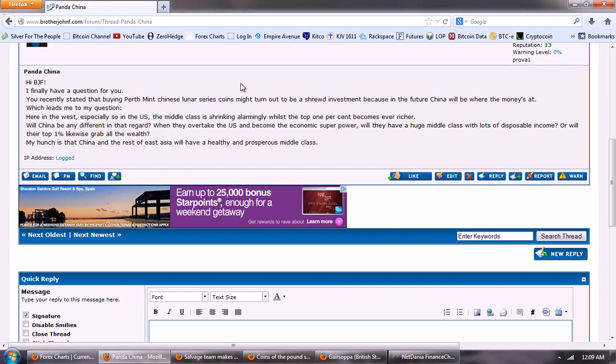Which leads to my question. Here in the West, especially in the US, the middle class is shrinking alarmingly, whilst the top 1% become ever richer. Will China be any different in that regard when they overtake the US and become the economic superpower? Will they have a huge middle class with lots of disposable income, or will their top 1% likewise grab all the wealth? My hunch is that China and the rest of East Asia will have a healthy and prosperous middle class. That's my hunch as well.